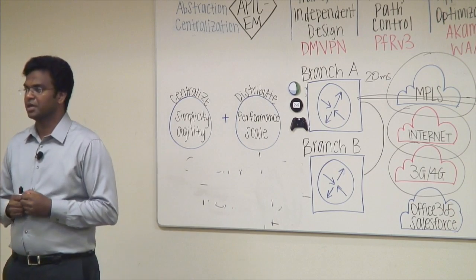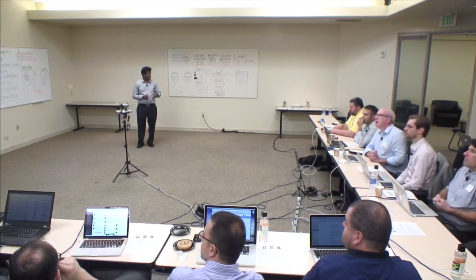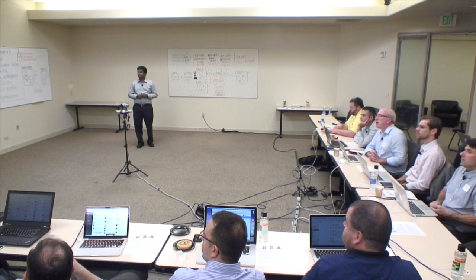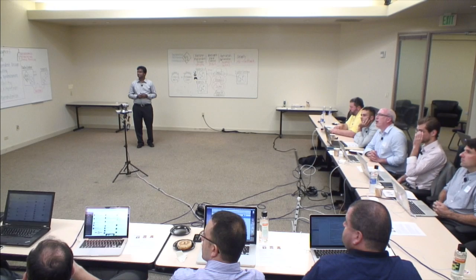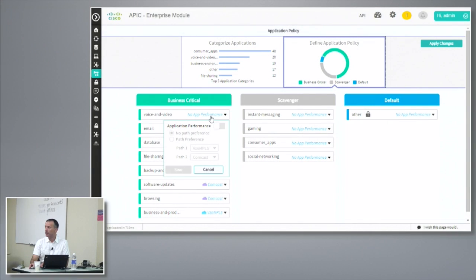So Pedro, can you show how I can enable this policy with WebEx, MPLS as primary, and internet as backup? That's right. If you look at, let's say, the voice and video application, a very common one, within this category right now I have no application performance preference, meaning that I will load balance across the links.